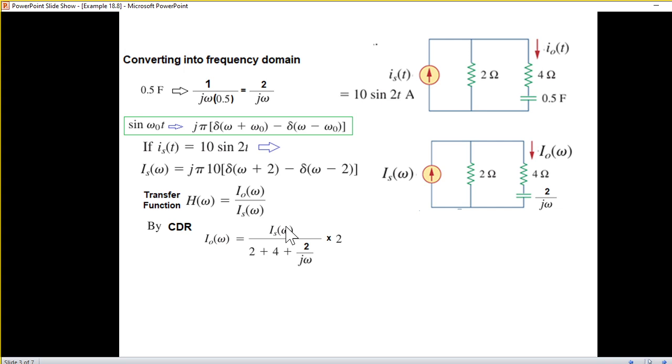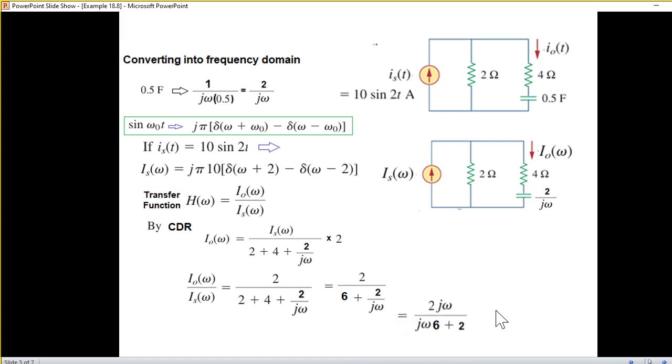From here now we move I_s to the left hand side, so we get this function. Now taking LCM at the denominator, first of all adding 4 and 2, that is 6, and then taking LCM, it will become like this. Simplifying, or taking 2 common, it will be 1 plus j omega over 3. So this is our transfer function in this case.